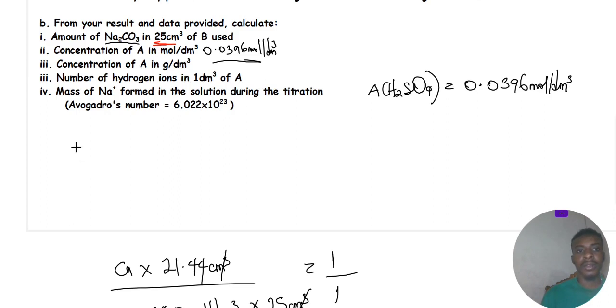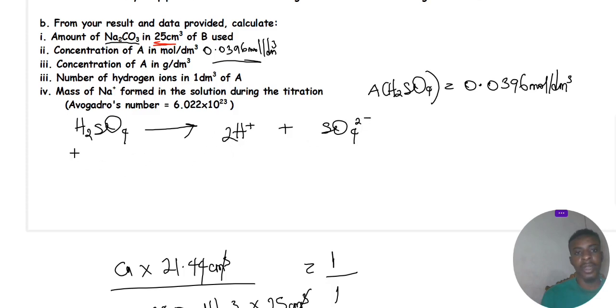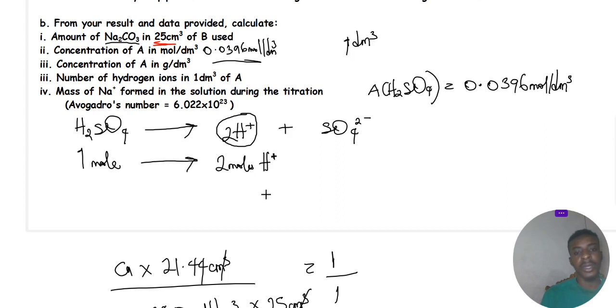Alright, so to calculate the number of hydrogen ions, H2SO4, which is our acid, ionizes as follows, or dissociates to give us hydrogen ion and sulfate anion. Alright, we have 2 moles of hydrogen ions to balance the equation. So from the equation here, we want to calculate the number of hydrogen ions in 1 dm cube of the solution. Now from the stoichiometry of the reaction, we know that 1 mole of sulfuric acid will ionize to give you 2 moles of hydrogen ion.